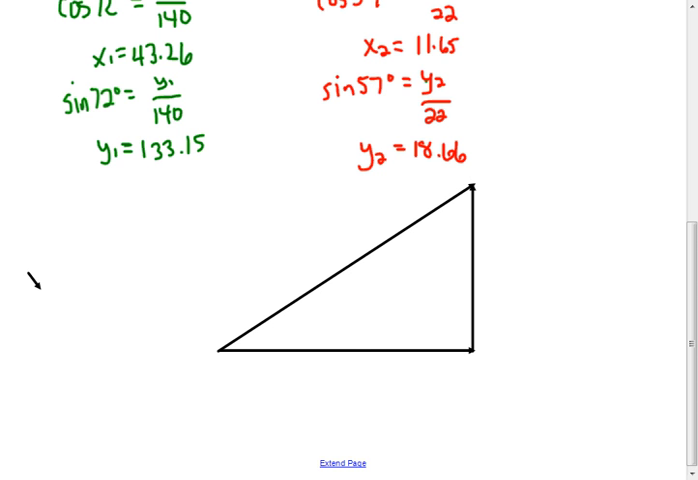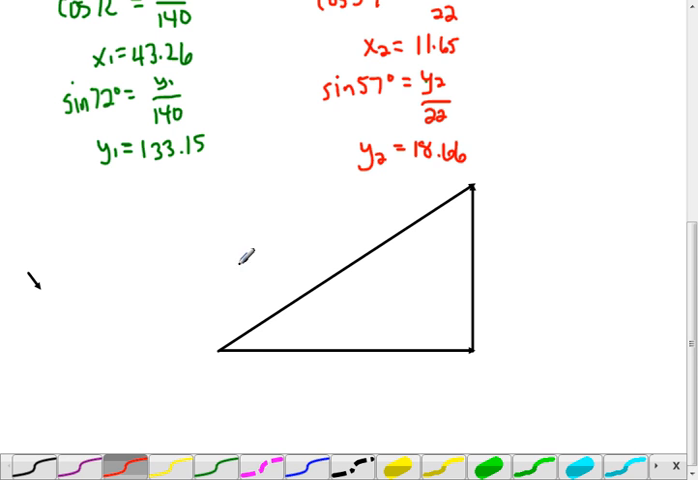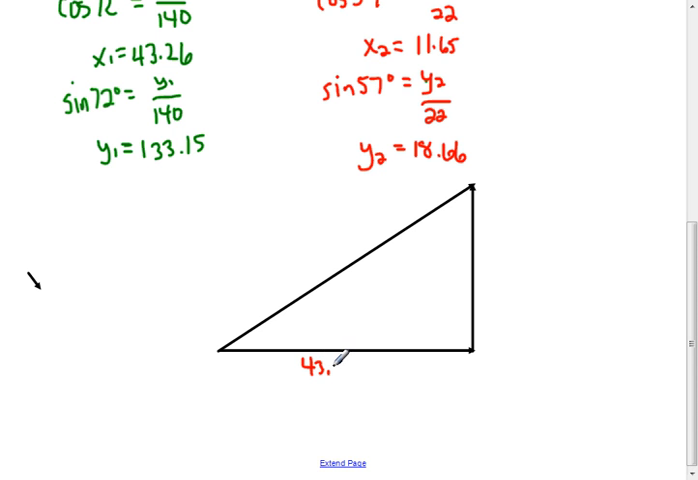So the x component is going to end up being 43.26 plus 11.65. Each of these trips affects the x component this much. So the y component is 133.15 plus 18.66. Okay, so let's add those two together. We get 54.91 for this, and we get 151.81.